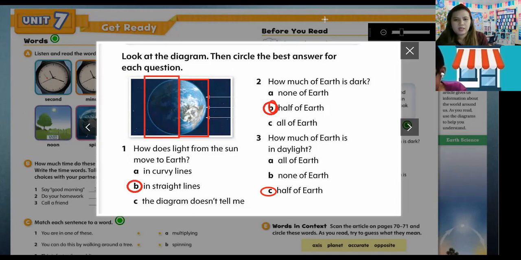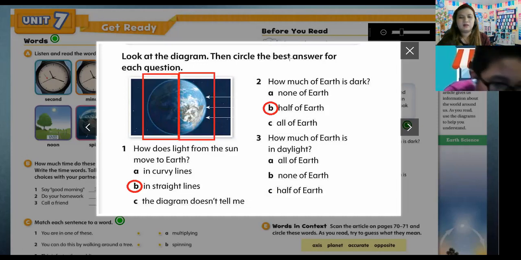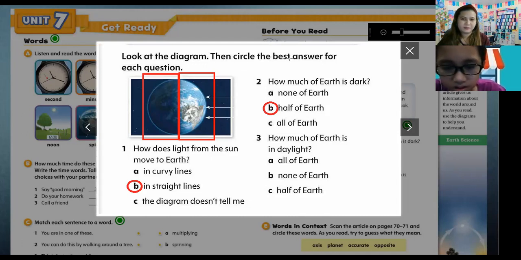Okay. So again, thank you so much for that. Now, number 3. Please read. What is half of Earth? Okay, so how much of Earth is daylight? So that's also half of Earth. Okay, half nighttime, half daylight. Is it clear? Yes, it's clear. Do you have a question? No, I don't have a question. Okay, so thank you for that.